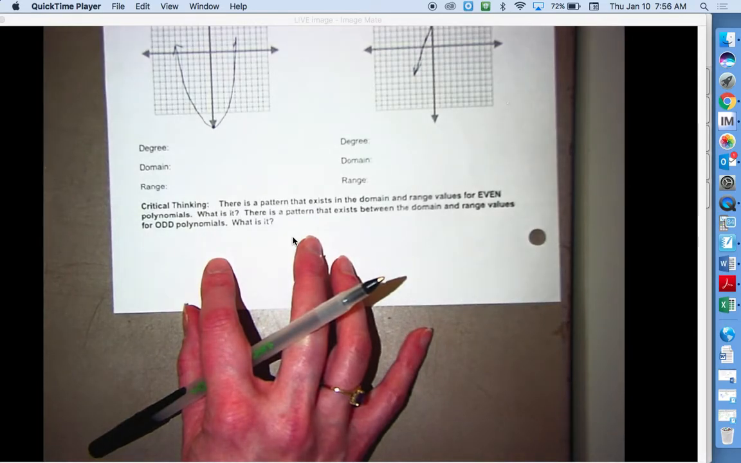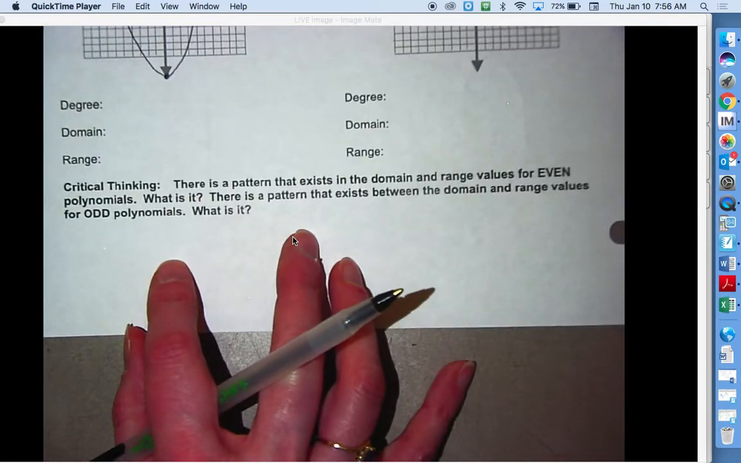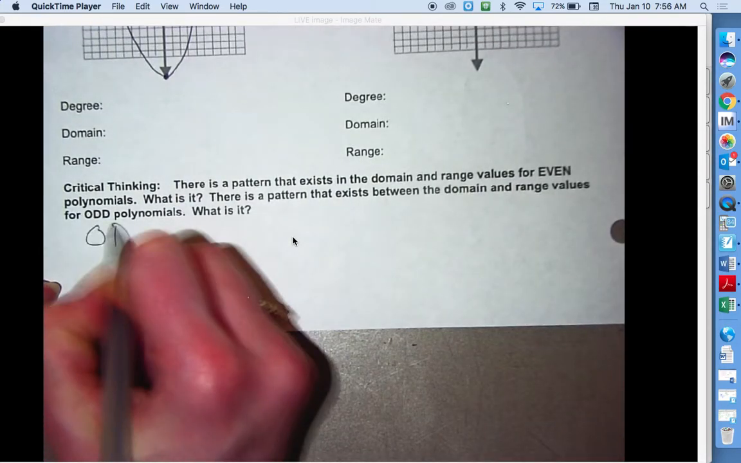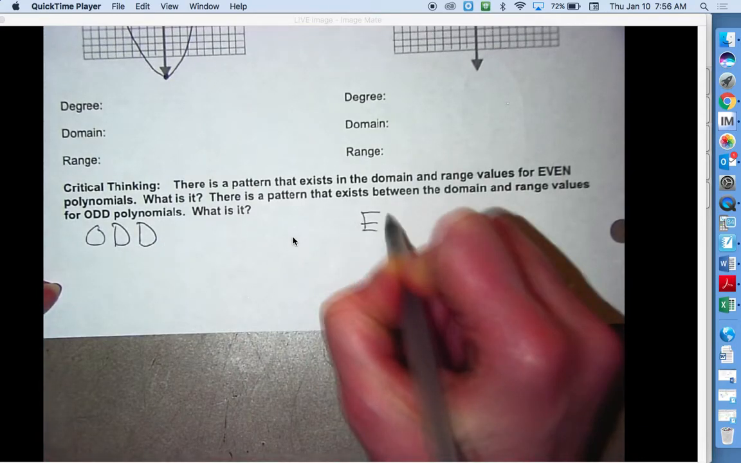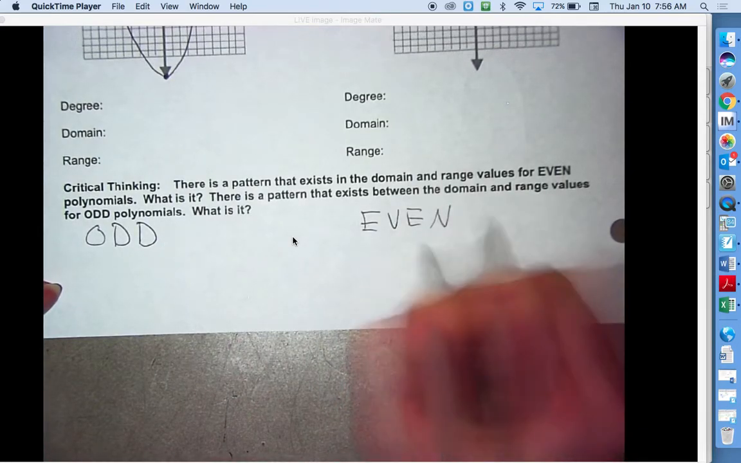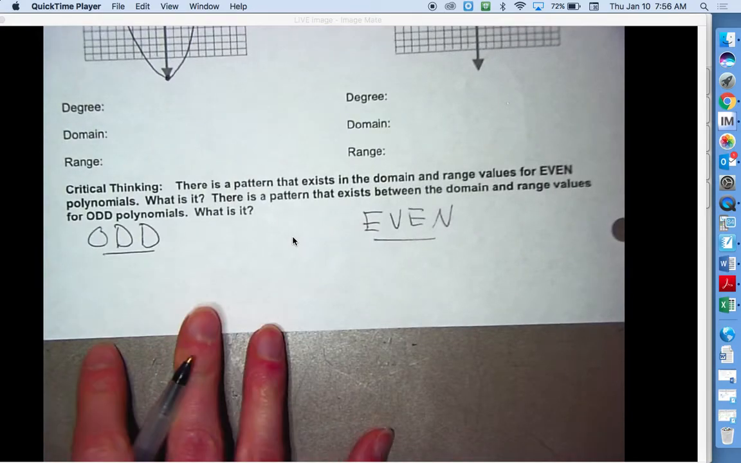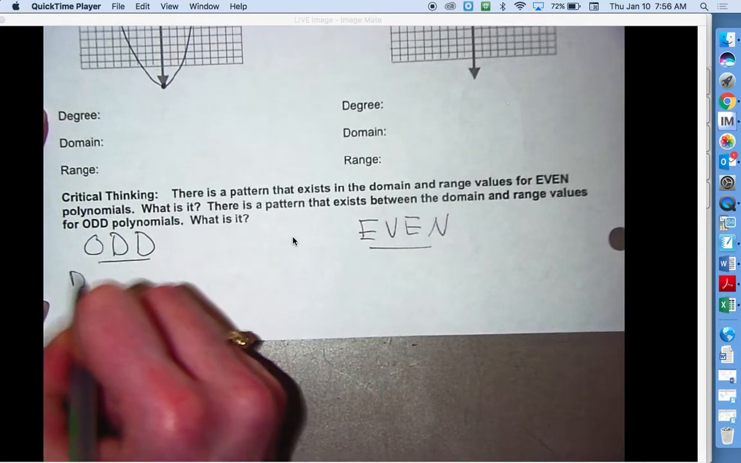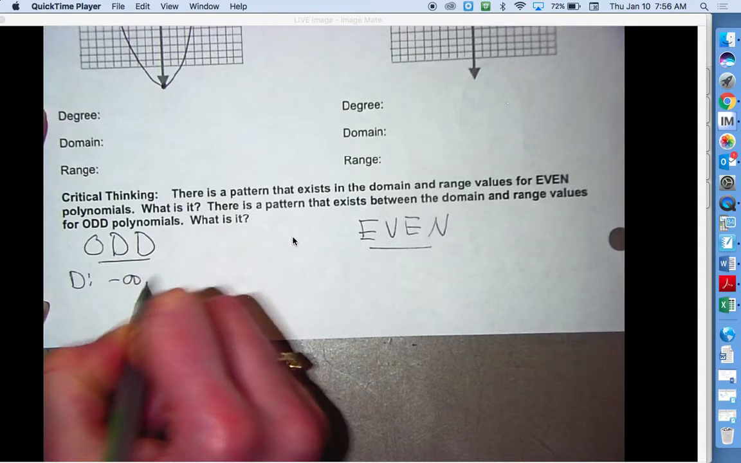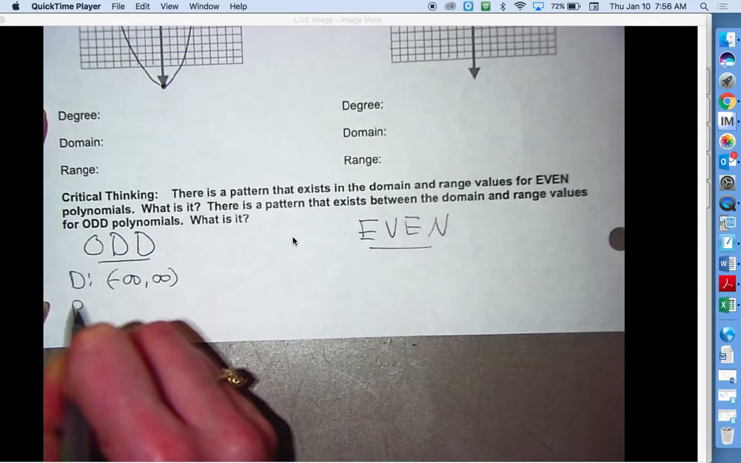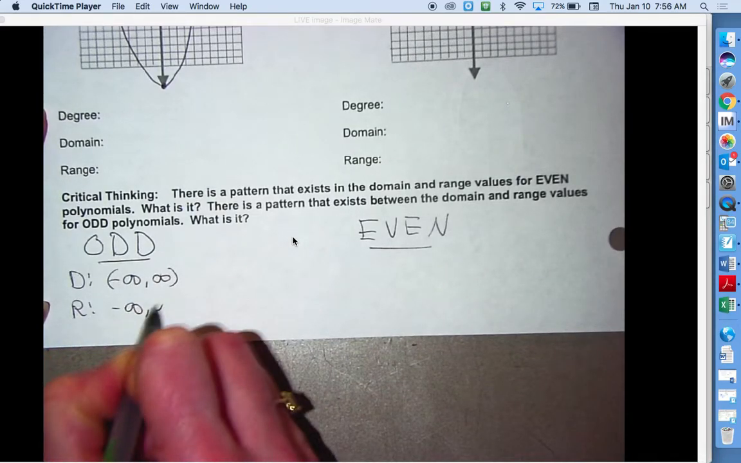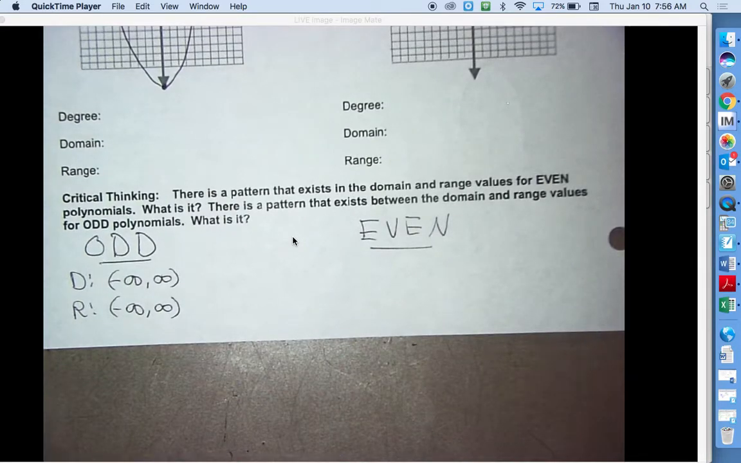But at the very bottom, I wanted you to compare odd versus even, and we'll summarize this in your notes as well. So an odd domain is always negative infinity to infinity. The range is always negative infinity to infinity, as long as the power is odd. And that's the largest number that you see. That's the leading coefficient. The largest power is the degree.